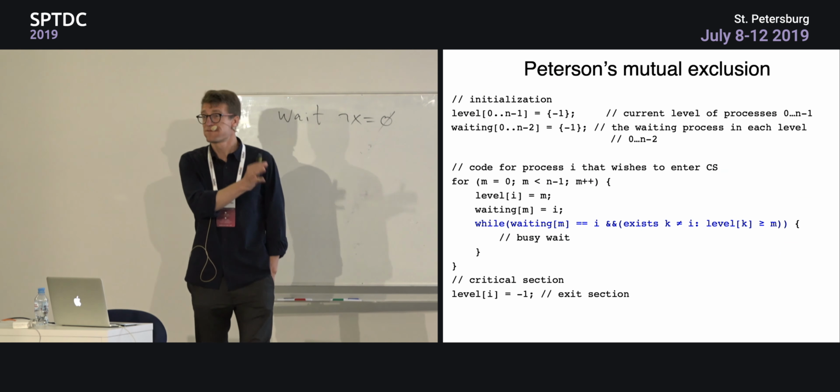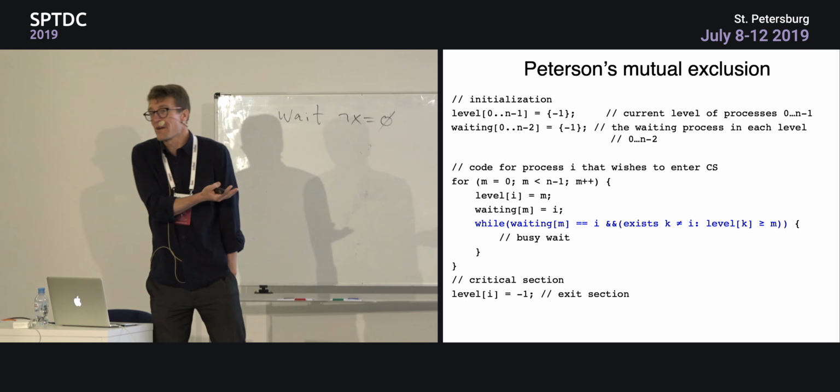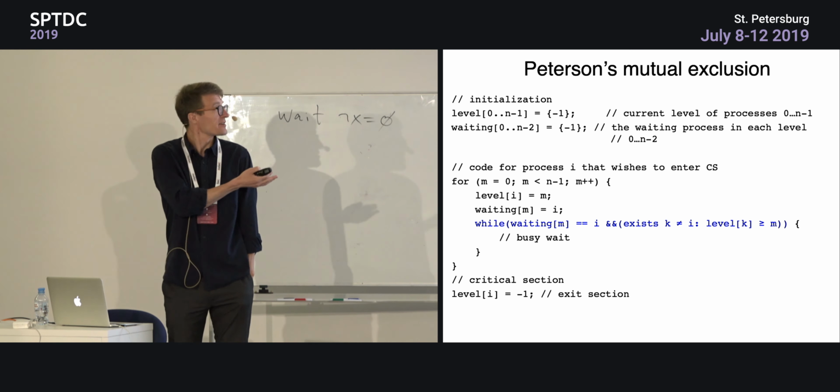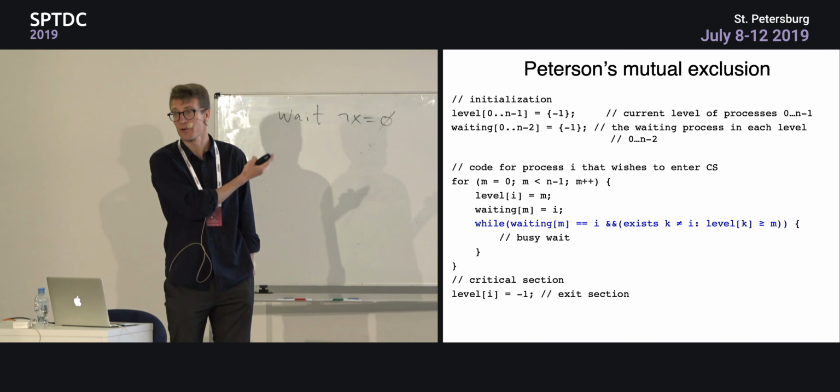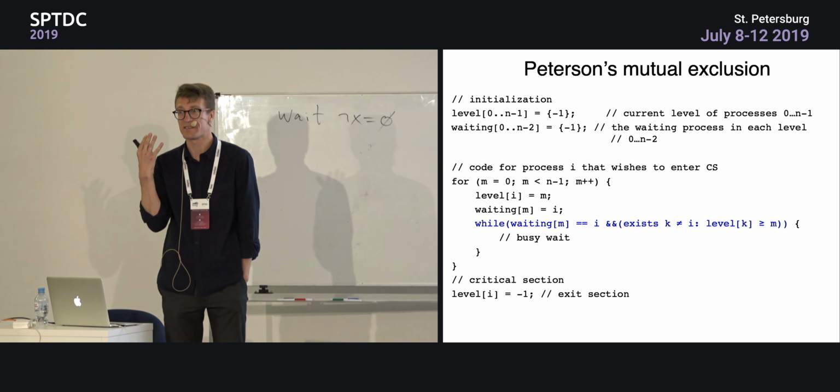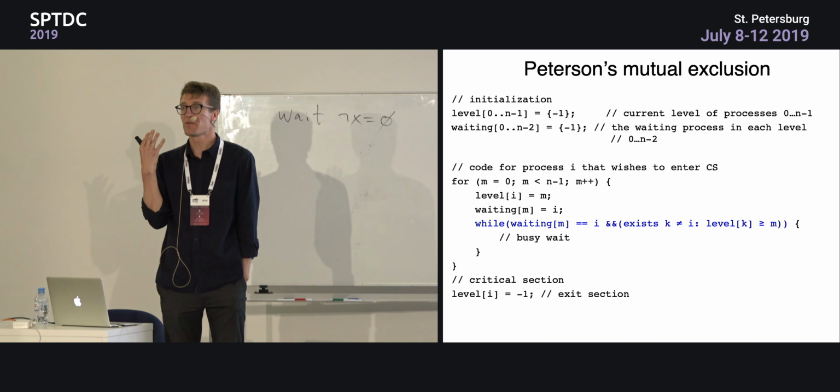Well, just to give an example of a protocol, I am not talking about Yang and Anderson. This is a classical protocol. We discussed two processes, Peterson. This is the n-process version. Actually, Peterson didn't think about trees. He gave a much simpler protocol.